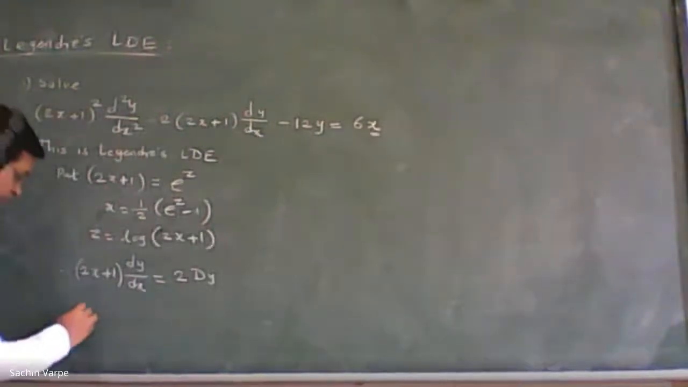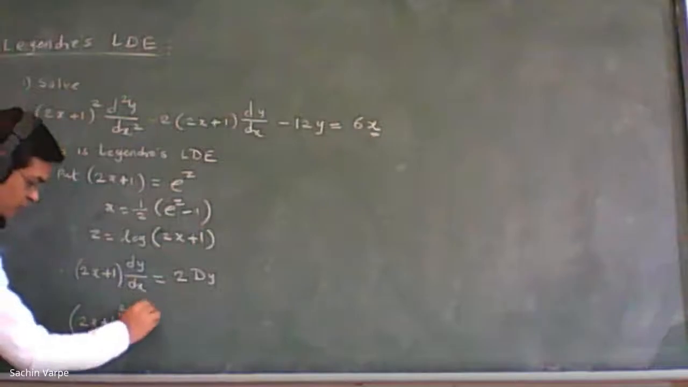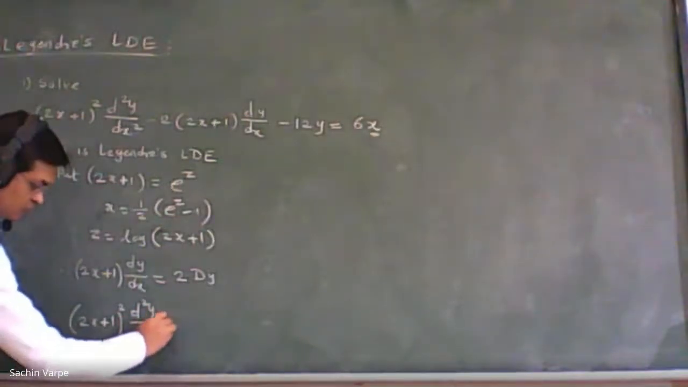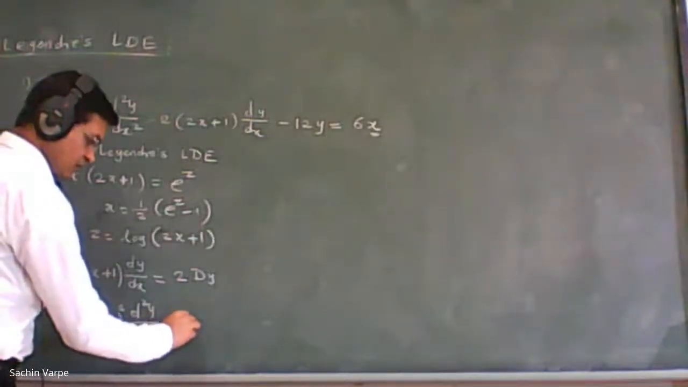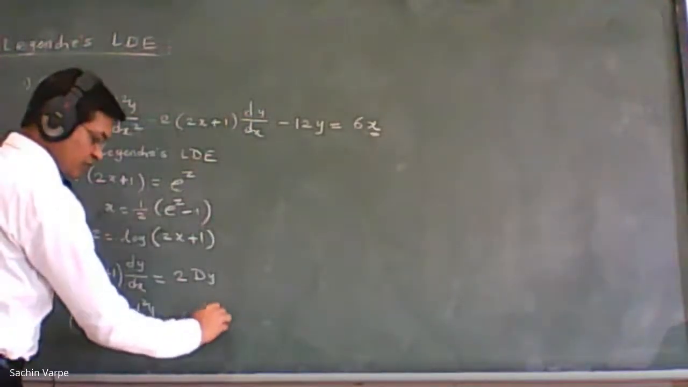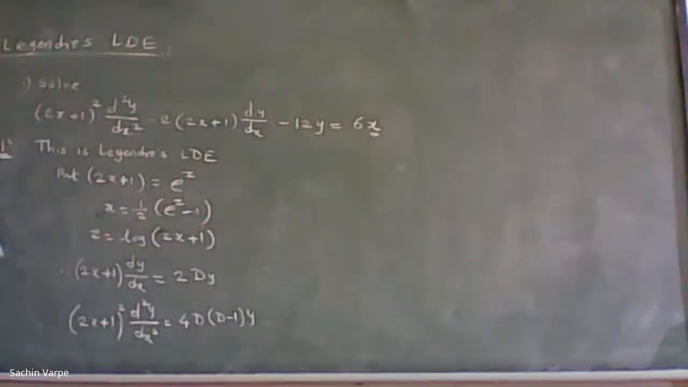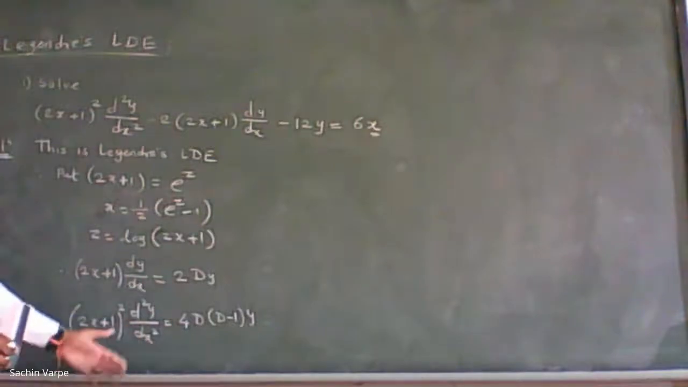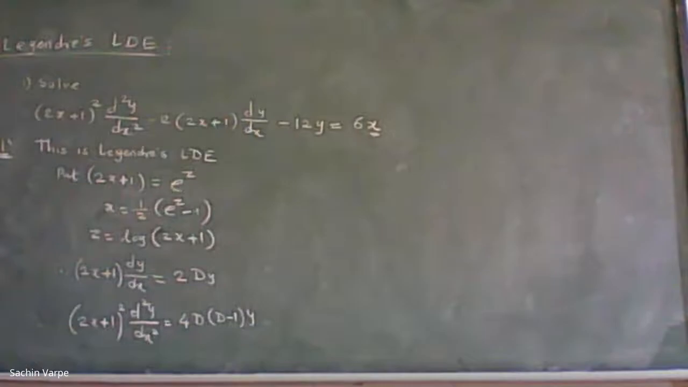What is the substitution for second order? 2x plus 1 square d2y by dx square is equal to 2 square, right? So that is 4 into D into D minus 1 y, isn't it? Now, we are not going to write further substitutions because we need only these two for the given differential equation. We don't need to write in general, but these substitutions you have to write in exam also, isn't it?